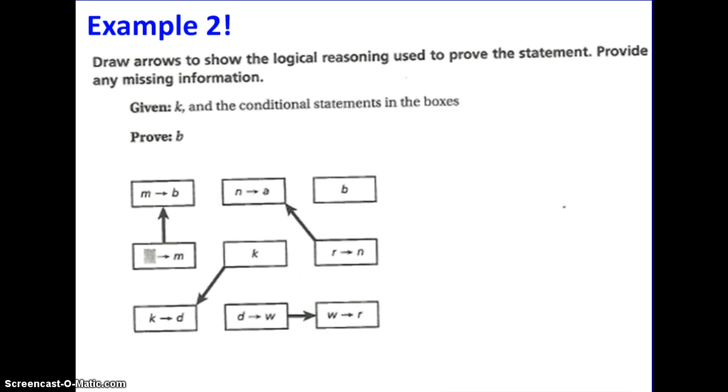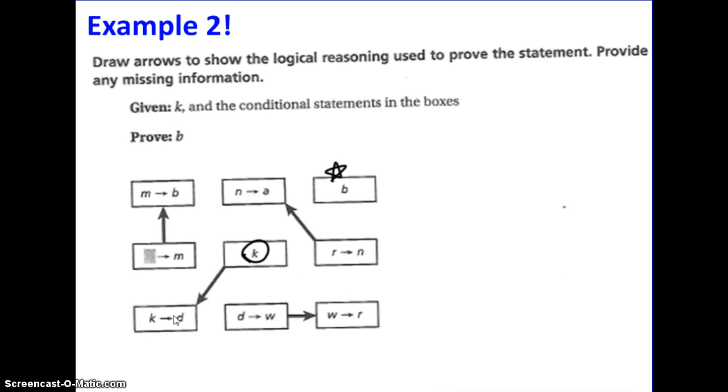Alright, now here is our next example, number 2. Draw arrows to show the logical reasoning to prove the statement. Okay, we are going to have to actually provide some missing information. What do I need to know so that this connection is fluid and makes sense? So we're given K, so we're going to start here with K, and we need to prove B, so we got to get over here somehow.